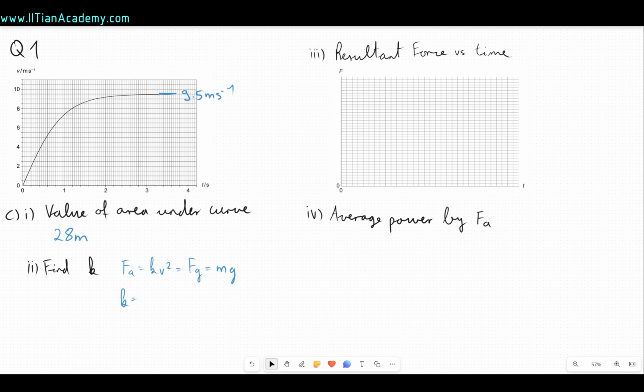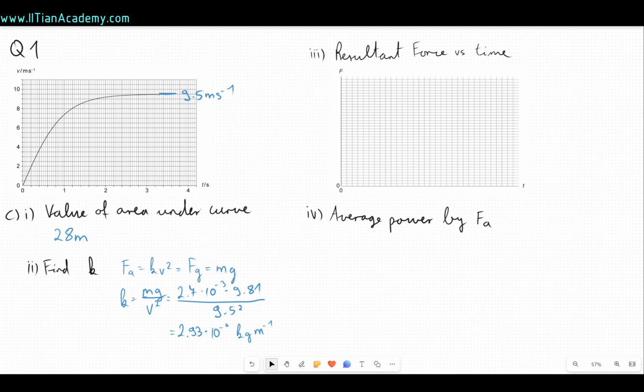So all we need to do here is rearrange for k. It's going to be mg over v squared. We know the mass was 2.7 grams. So 2.7 times 10 to the minus 3 times 9.81 divided by the terminal speed of 9.5 squared will give us a final answer of 2.93 times 10 to the minus 4. And the units, from the previous part, are kilograms per meter.